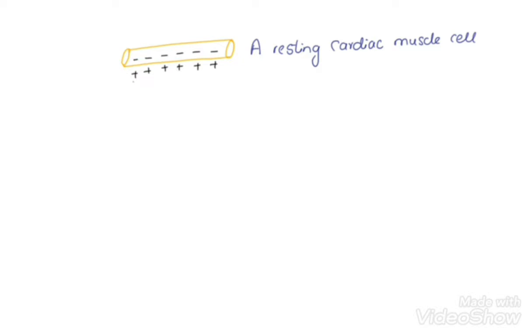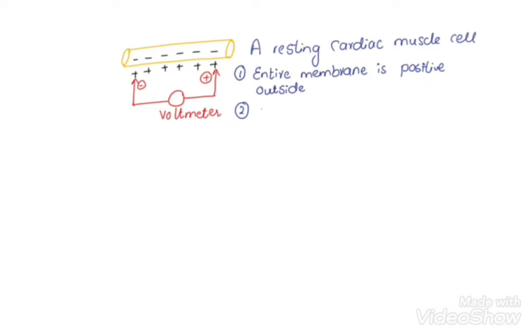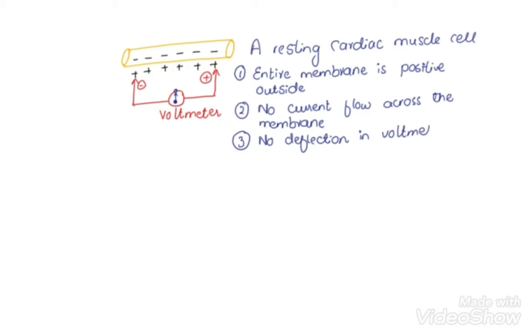So let's start. If we consider a cardiac myocyte at its resting potential, we'll see that it has negative charges on its inside and positive on its outside. So if we connect a voltmeter to this very cardiac myocyte with both its electrodes outside the cardiac myocyte, we'll get zero potential. This is because there is no current flow across the membrane, and so the voltage is zero.